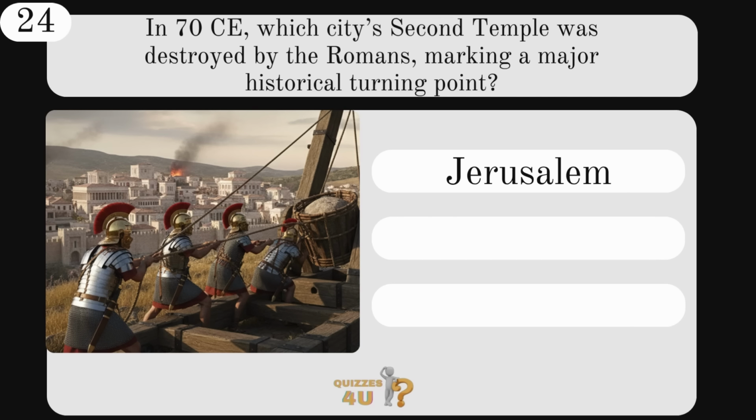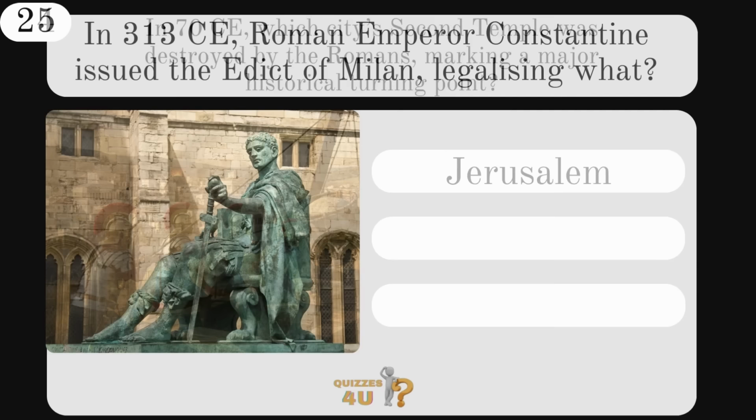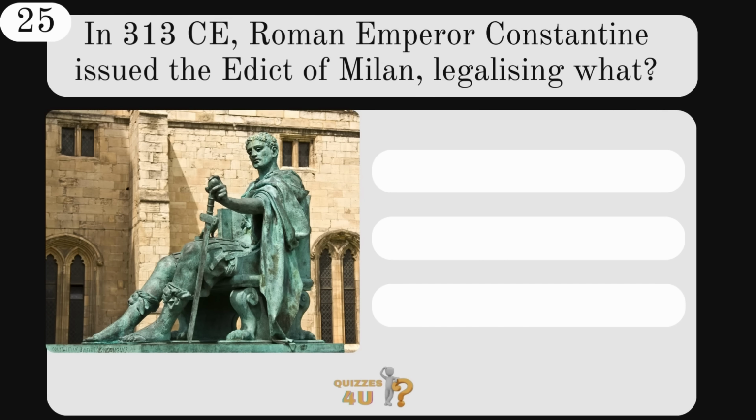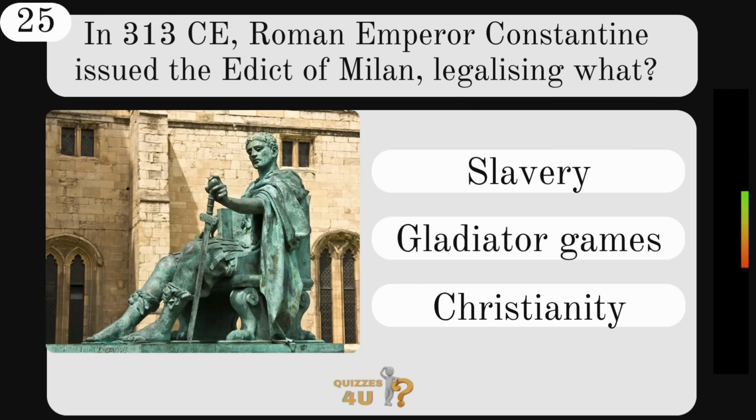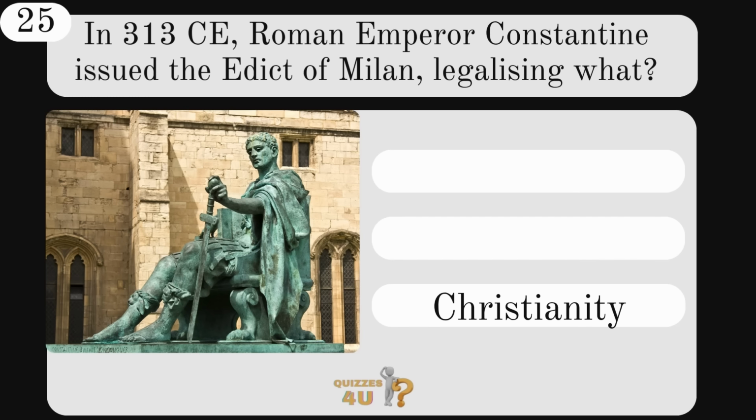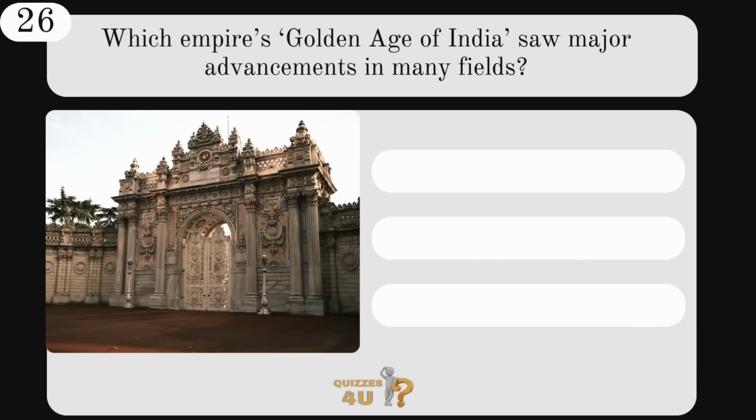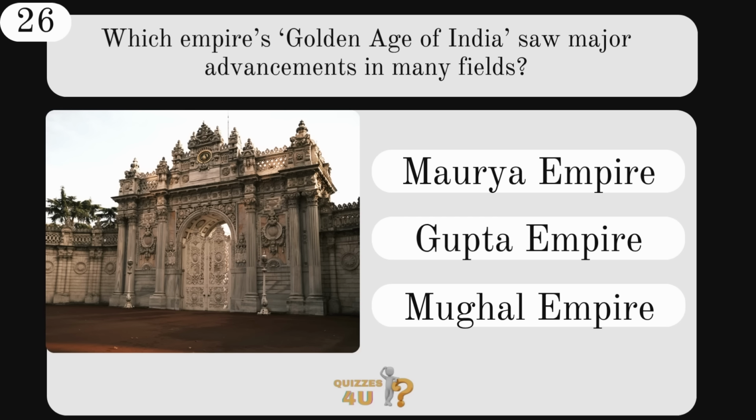That was Jerusalem. In 313, Roman Emperor Constantine issued the Edict of Milan, legalizing what? Slavery, gladiator games, or Christianity? The correct one there, Christianity. Which empire's golden age of India saw major advancements in many fields? The Maurya, Gupta, or Mughal Empire?